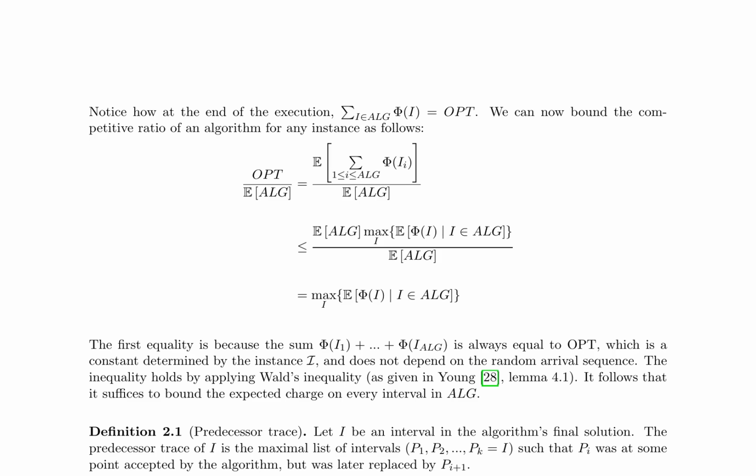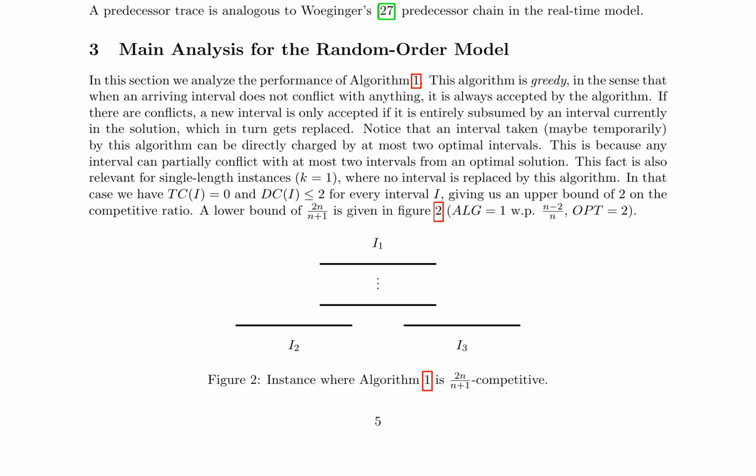They introduce the concept of a predecessor trace, a list of intervals that were once accepted by the algorithm but later replaced, akin to Woginger's predecessor chain in the real-time model. The paper then analyzes the performance of algorithm 1, a greedy algorithm that always accepts non-conflicting intervals and replaces existing intervals only if they are entirely subsumed by new intervals.